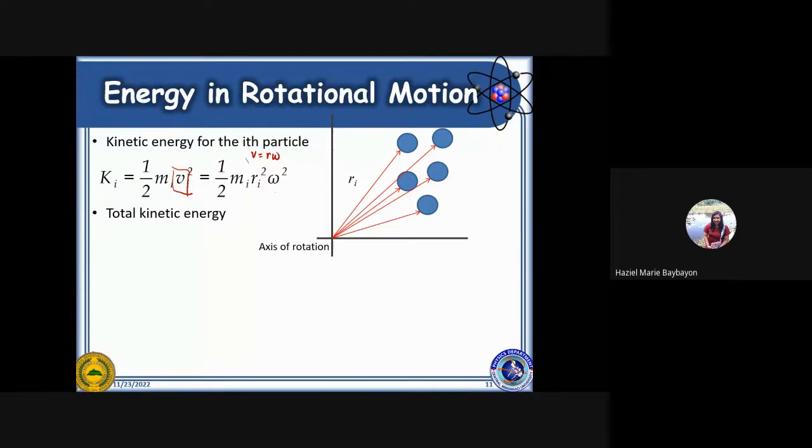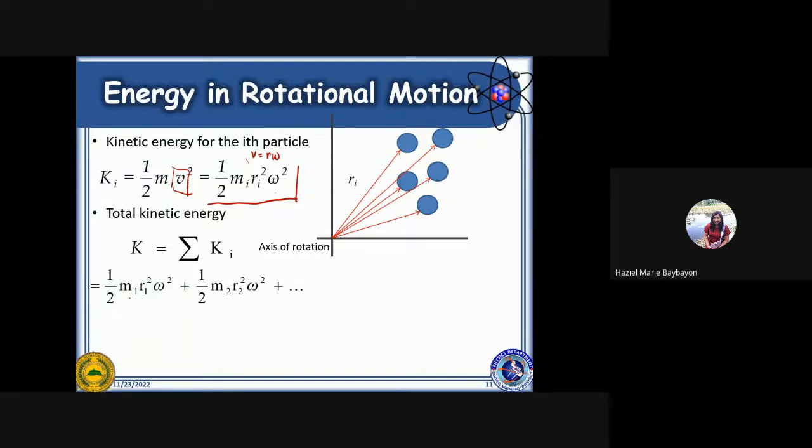Okay, so if you want to account the total kinetic energy, you just have to add all the kinetic energies of the individual particles. So take note of this definition of the kinetic energy for rotational motion. Again, i-add lang nato tagsa-tagsa ang kinetic energy nila. For example, the total kinetic energy is equal to the summation of all the K's of the individual particles, or it is equal to 1/2 m1 r sub 1 squared omega squared plus 1/2 m2 r2 squared omega squared, and so on.